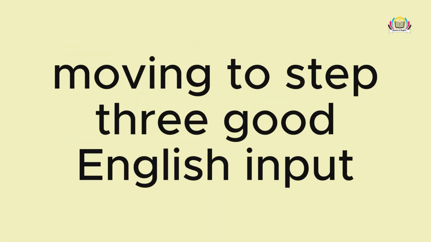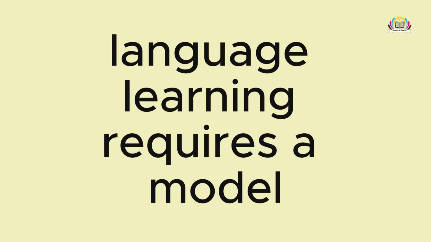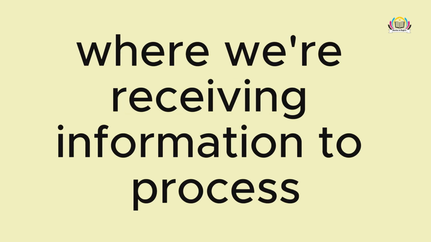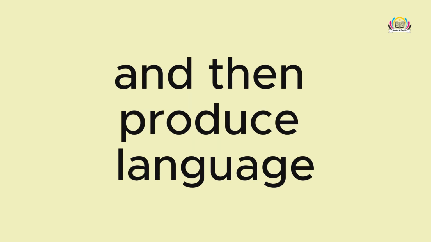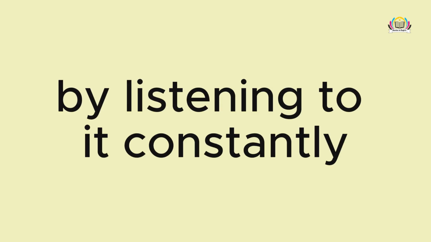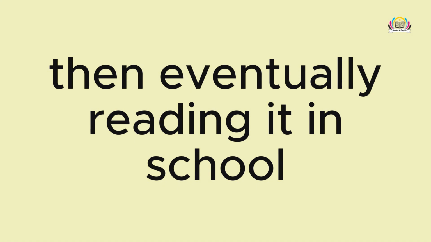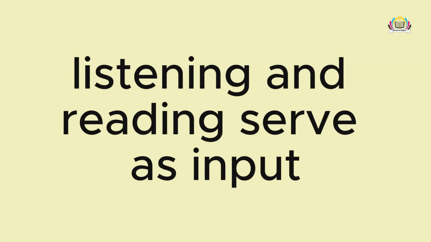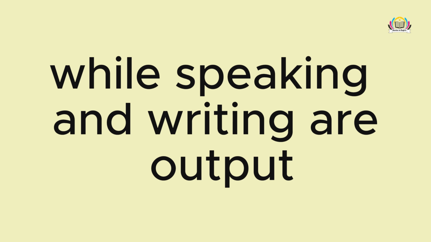Moving to step 3, good English input. Language learning requires a model, where we're receiving information to process and then produce language. How do we learn our native language? By listening to it constantly. Then eventually reading it in school. Listening and reading serve as input, while speaking and writing are output.